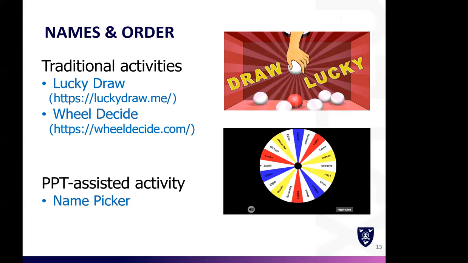Lucky Draw and Wheel Decide are easy and interesting activities. You can find 2 websites here. They are useful. With the online Lucky Draw generator, you can put students' names or group numbers into the system. Then when you click on the draw button, the lucky name or the group number will pop up.